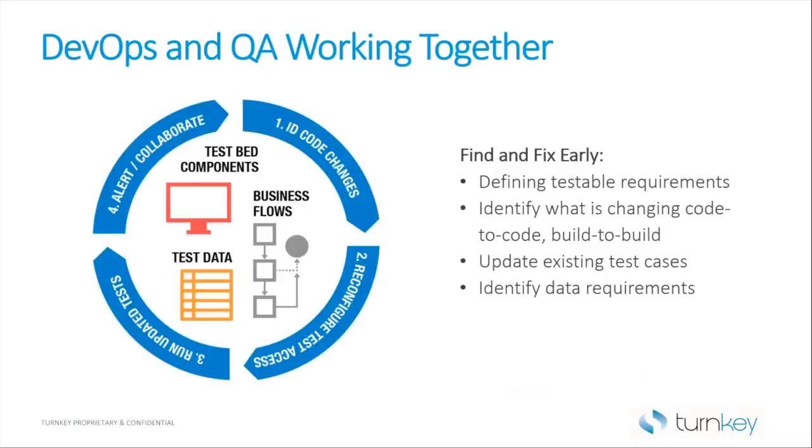DevOps and QA work together by defining testable requirements, identifying what is changing from build to build, updating existing test cases as changes are implemented, and ultimately identifying data, role, and access requirements necessary to test different business processes and logic. Testing needs to be involved in all phases of the SDLC process.